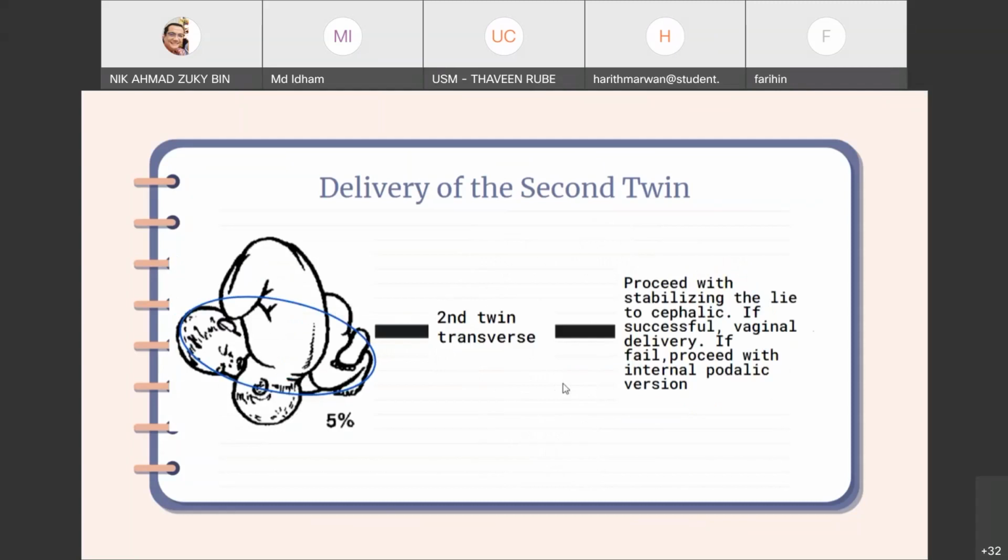And if the second twin is transverse, we will proceed with stabilizing the lie to cephalic. If we successfully stabilize the second twin to cephalic, vaginal delivery will be preferred. If we cannot stabilize the lie to cephalic, normally internal podalic version is done on the second twin.